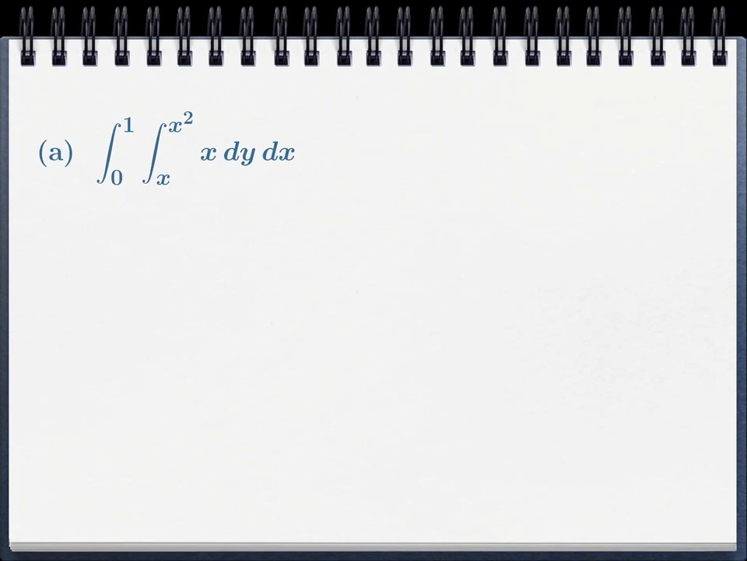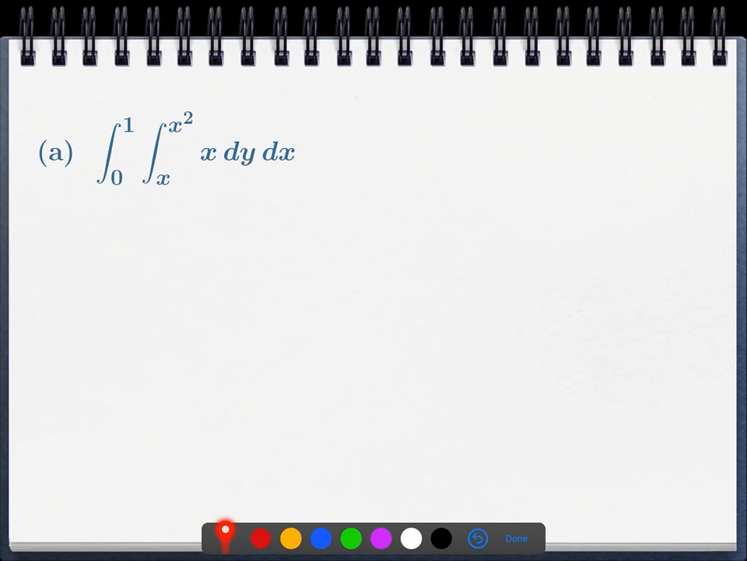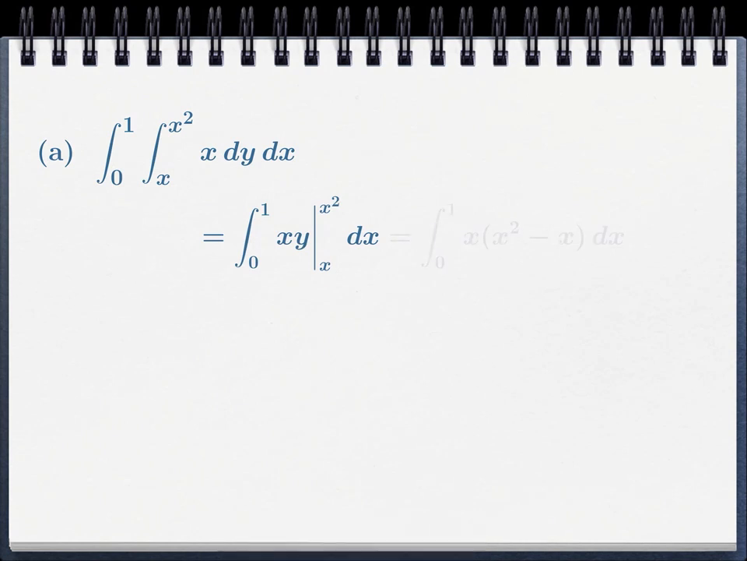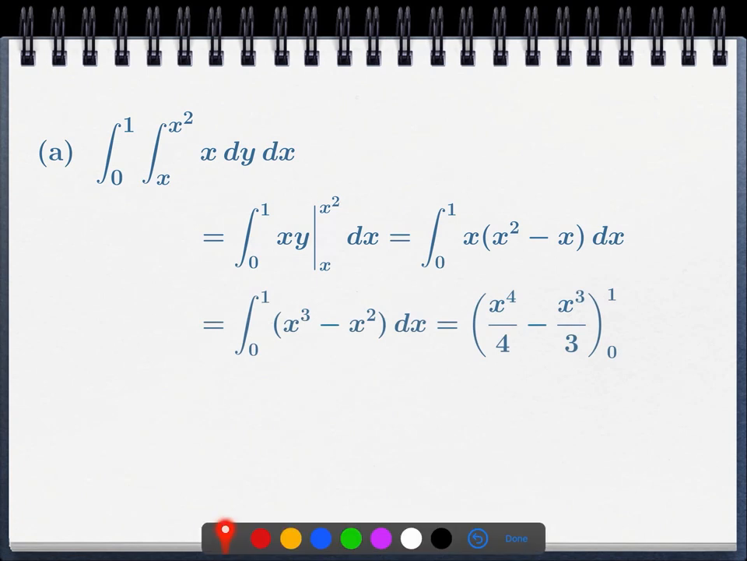For this one, we're just integrating first just the x here, and so x is a constant when we integrate with respect to y, and so we just get yx. And we want to evaluate this from y equals x to y equals x squared. So for the y part, I'm going to have just x squared minus x. And of course, you can multiply that out, get x cubed minus x squared.